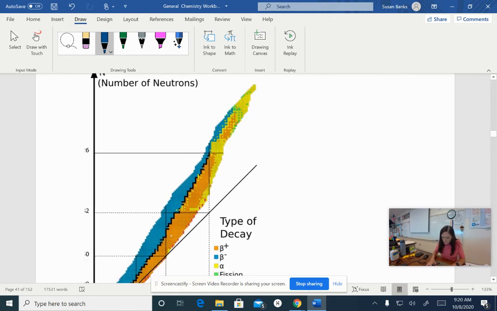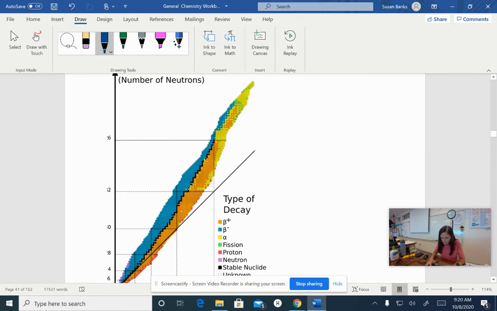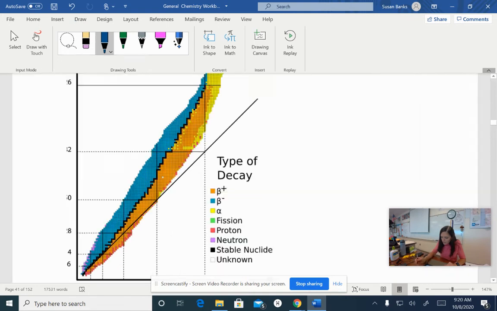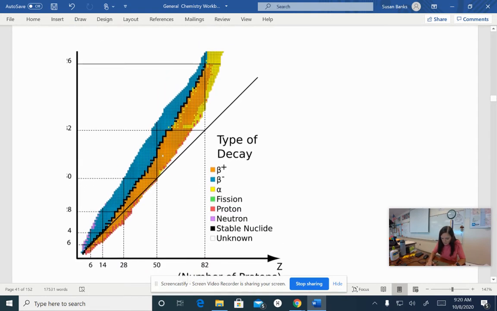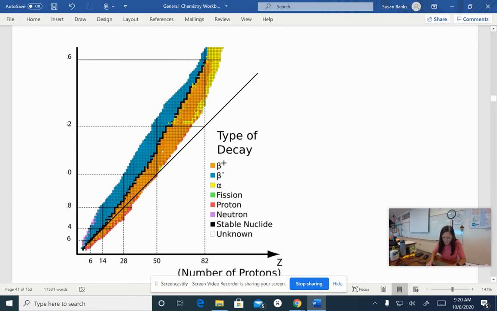I'm going to make it a little bit smaller so that I can keep it on the screen here. Notice on the bottom we have the number of protons, and on the y-axis we have the number of neutrons. Hopefully when you did your PhET simulation the other day, you came across that if I had a ratio of about 1.16 neutrons to 1 proton, that made it stable.